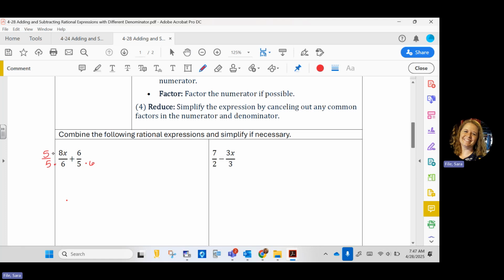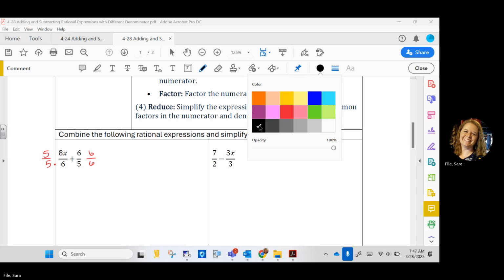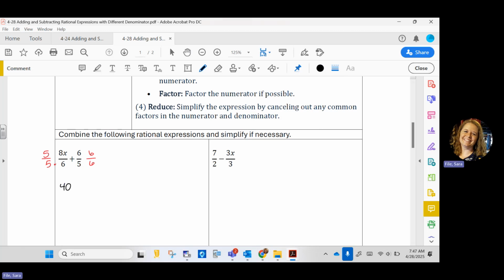Now we have to do the same thing on the other side. The note pages are over here. You need both pages. So over here we multiplied the denominator by 6, so we have to multiply that numerator by 6. All right, so once I do that, now on the left side I've got 8 times 5. What's 8 times 5? So we've got 40x over 30, my new common denominator. And over here, 6 times 6, we've got 36 over 30.